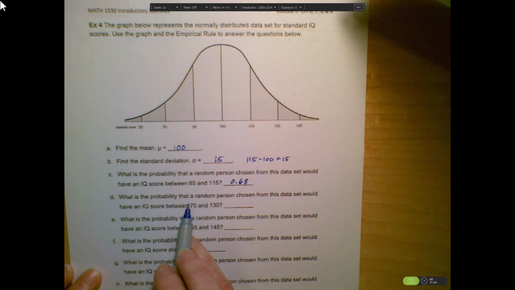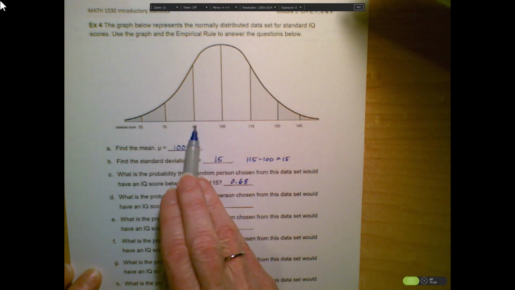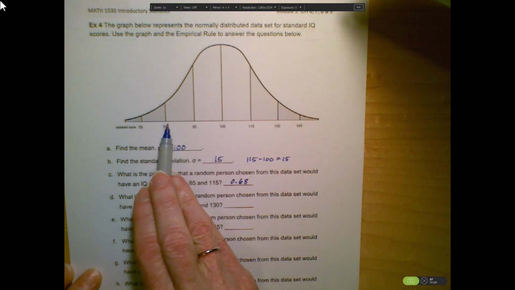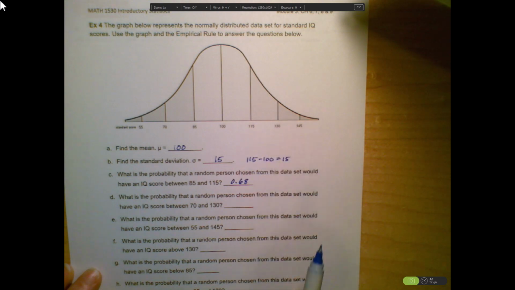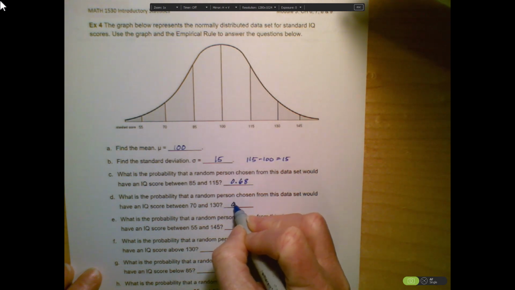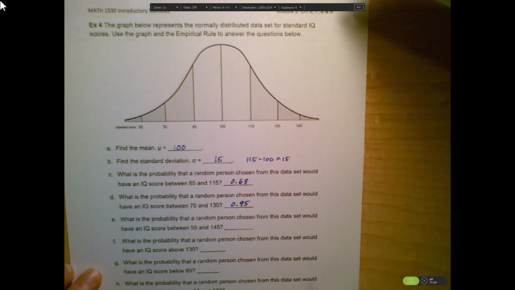What's the probability that a random person chosen from this data set would have an IQ score between 70 and 130? Well, where's 70? It's down 2 standard deviations, and 130 is up 2 standard deviations. So what percent of the data lies within 2 standard deviations of the mean? 95%, right? So we'll change that to our probability notation, 0.95.